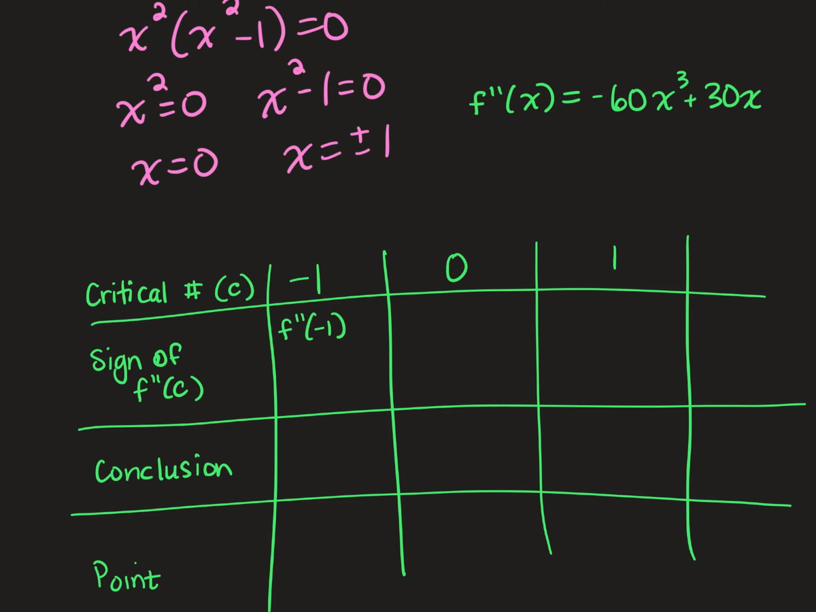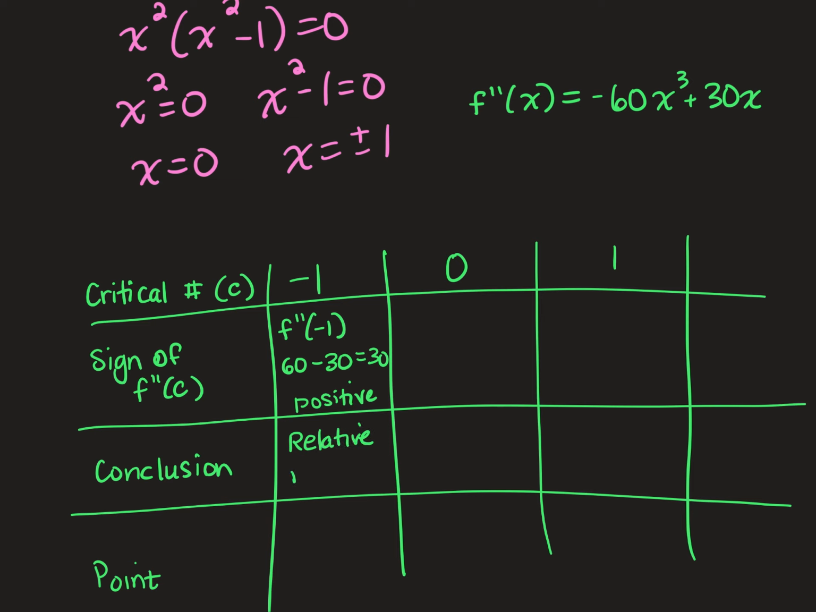Now, I've talked about how we can use our calculator to do this pretty easily, just to do the test, but we could plug it in, right? We could do negative 1 cubed, which is negative 1, times negative 60, which would be positive 60, and then plus 30 times negative 1 will actually be negative 30. So that ends up being 30, and that's a positive number. So what we can conclude is that, since it's a positive number, okay, that's the key, this is going to be a relative minimum.